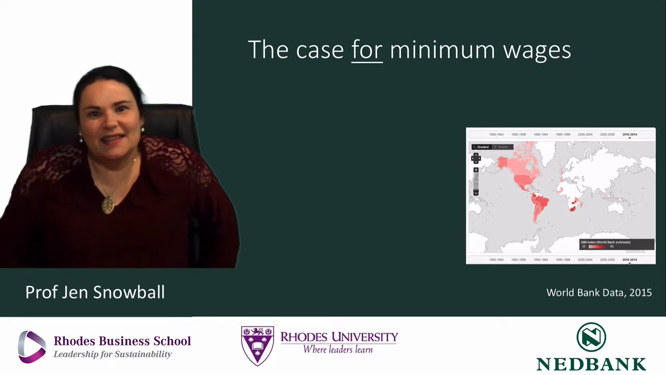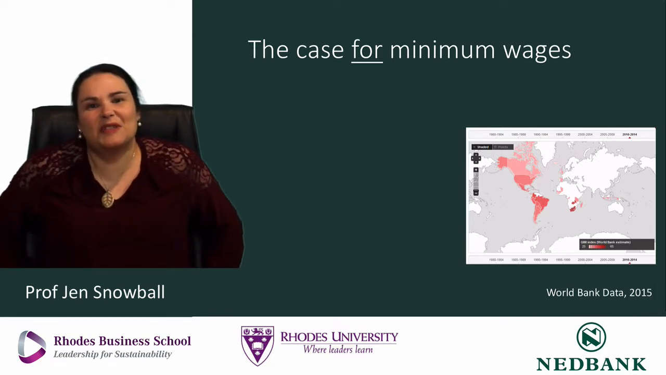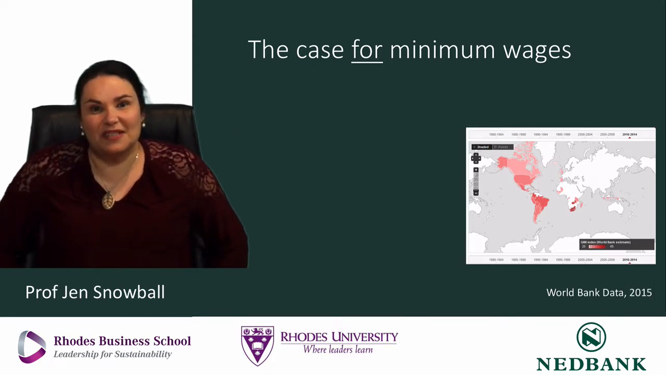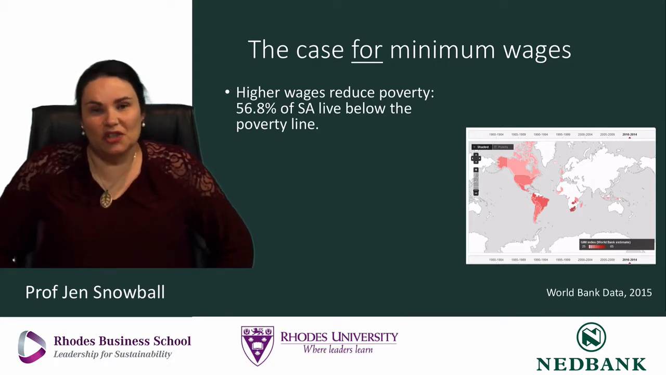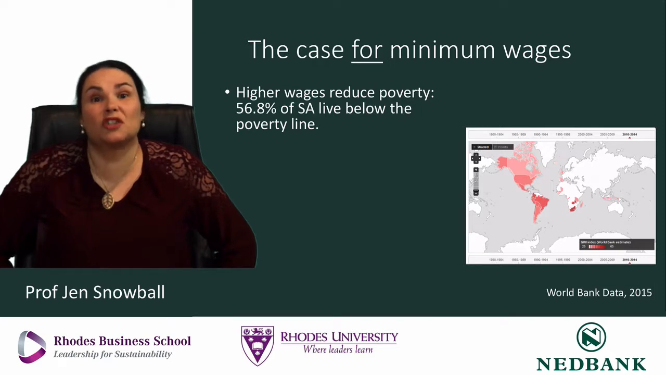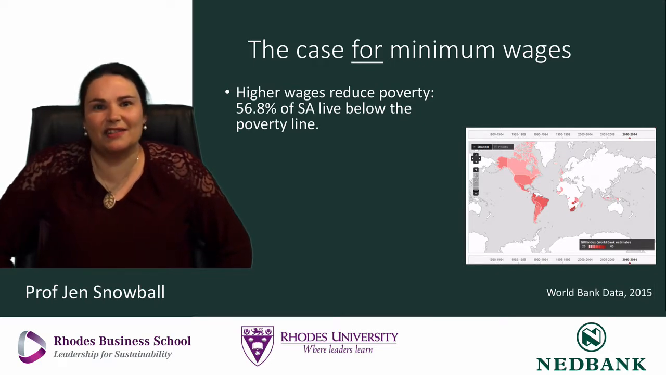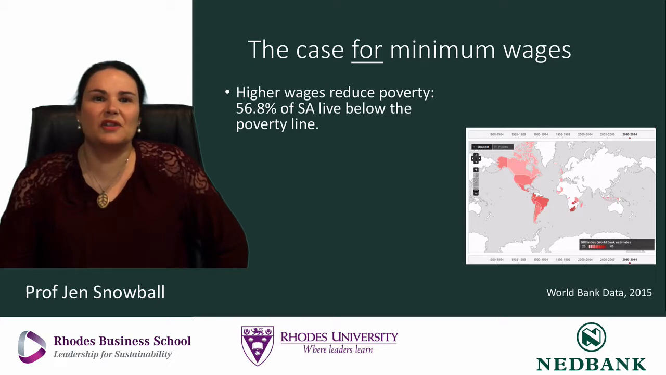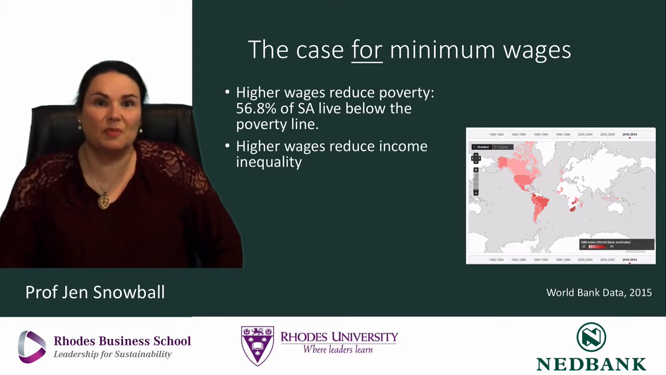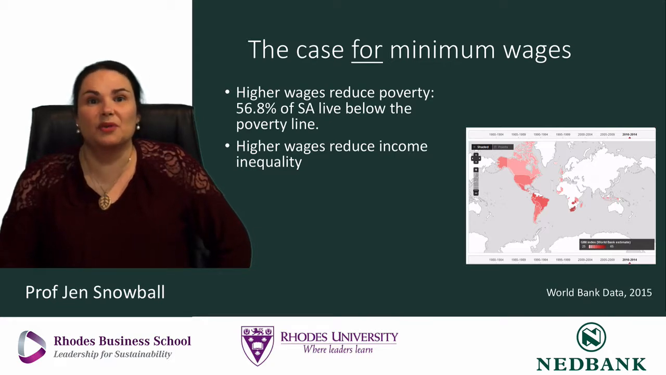Firstly, Stats SA tells us that nearly 57% of South Africans live below the poverty line. What that means is that they have trouble meeting the nutritional requirements for their households, just food. So not taking into account all the other goods and services that households need, but just food. They're having trouble meeting those requirements. So the idea is that by increasing the minimum wage, which will affect mostly those people in the lower paying jobs, you might improve that poverty situation.